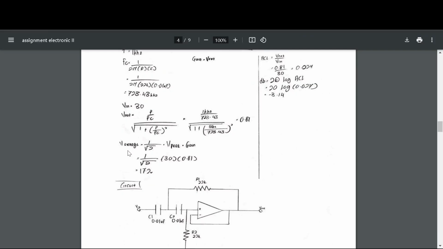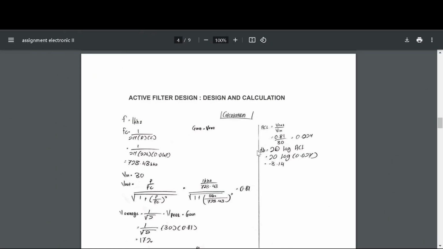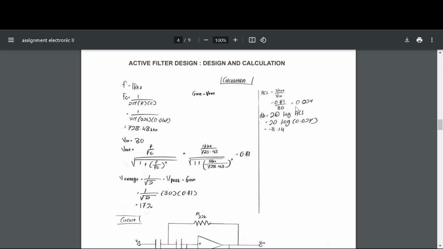So the formula for the V average is 1 divided by root 2 times VP and by gain. So we can just put here 30 and 0 and 1. So the total is 78.2 volt, and the ACL is V out divided by V in. So we just insert our values, and we can get 0.027.